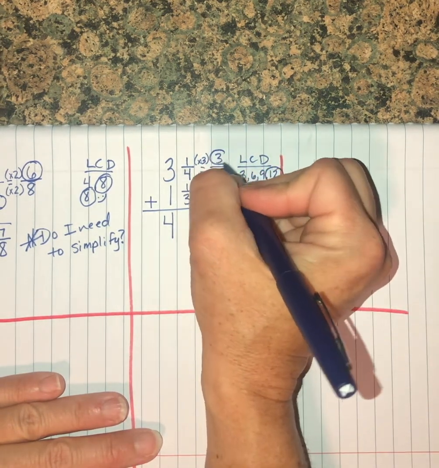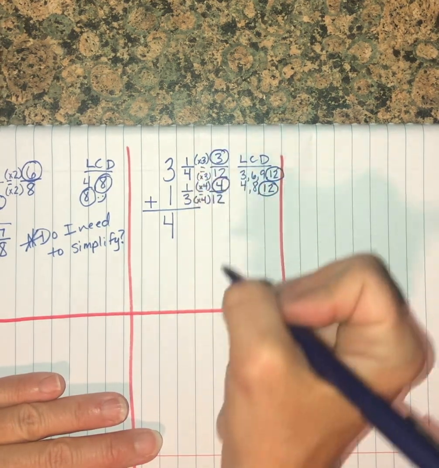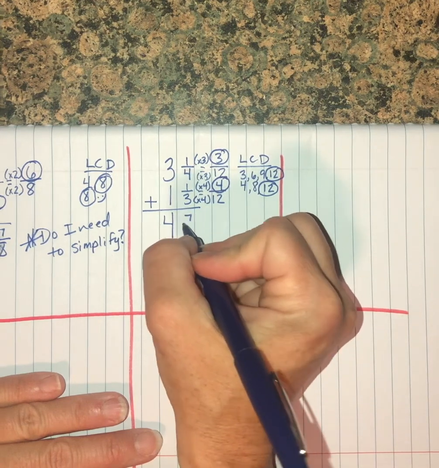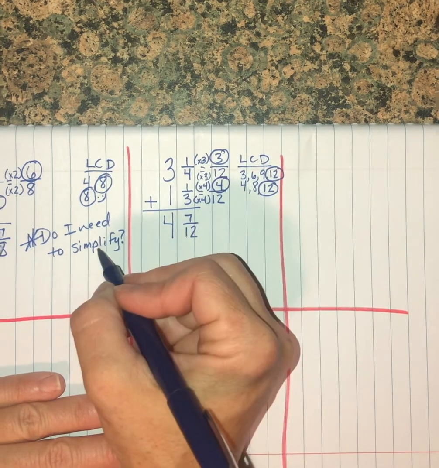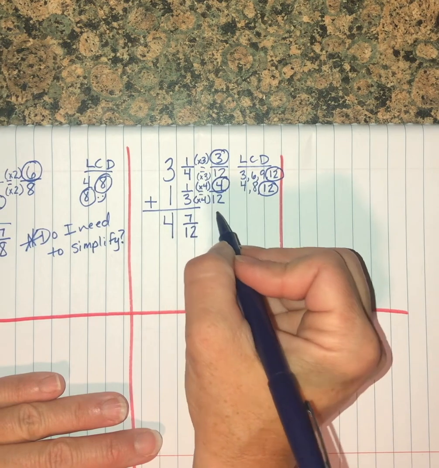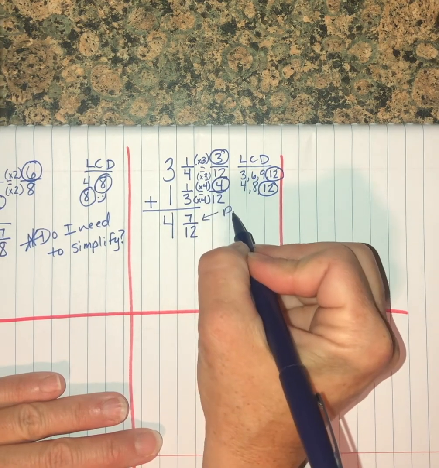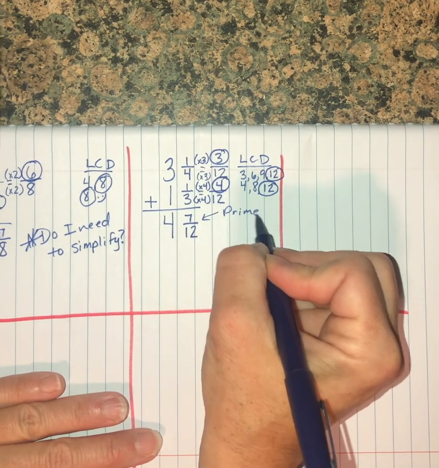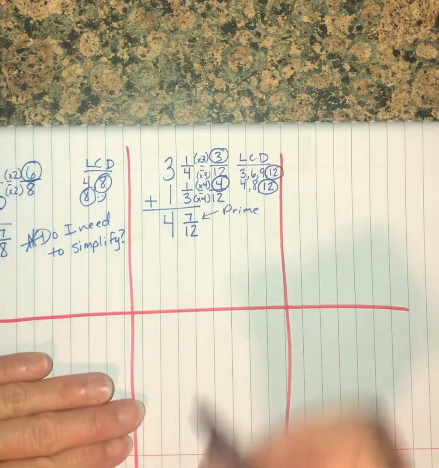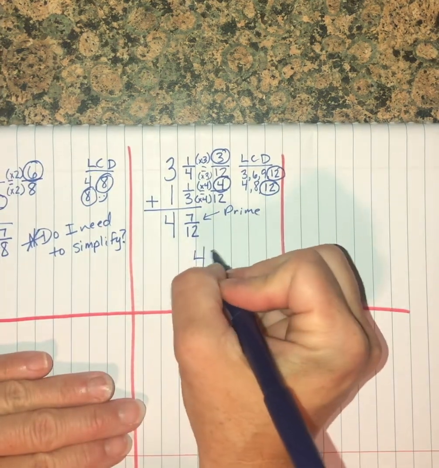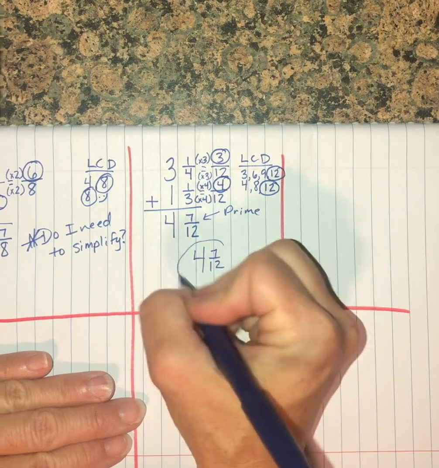Now I'm adding 3/12 plus 4/12, which is 7/12. And do we need to simplify? No, because 7 is prime and 12 is not divisible by 7, so 4 7/12 is your final answer.